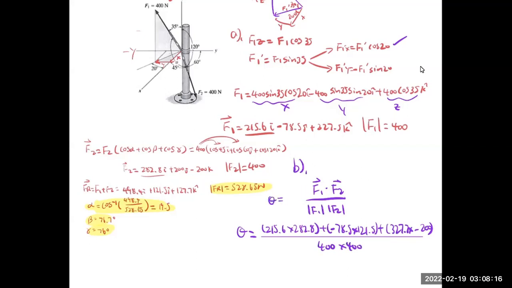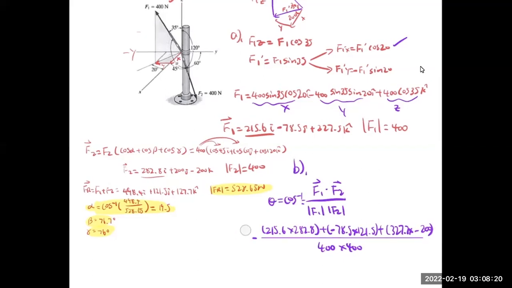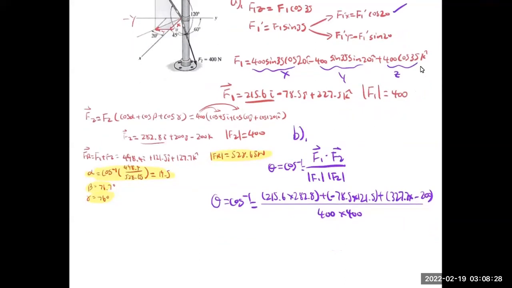This theta equals cosine inverse. My bad. Okay, so do this calculation and you will get theta equal to 97.28.